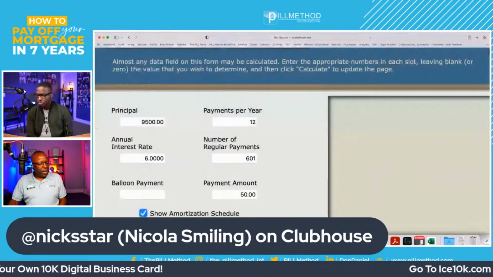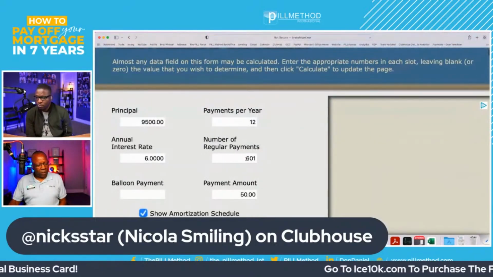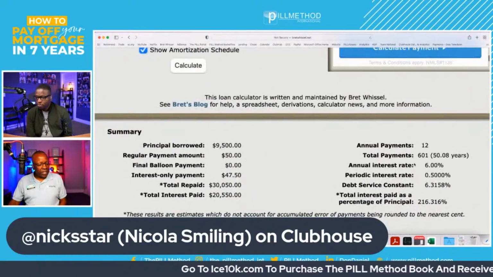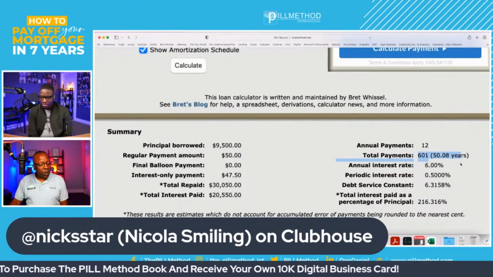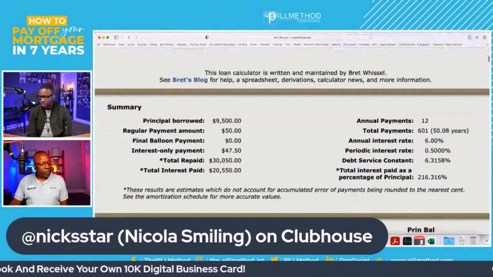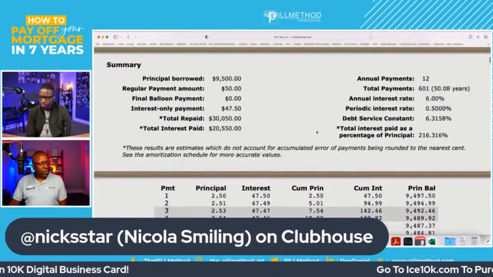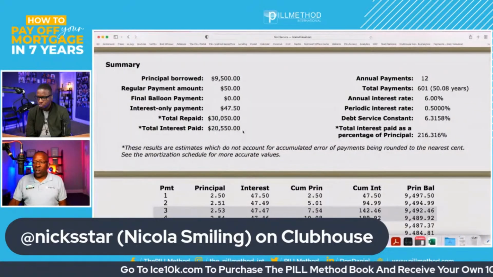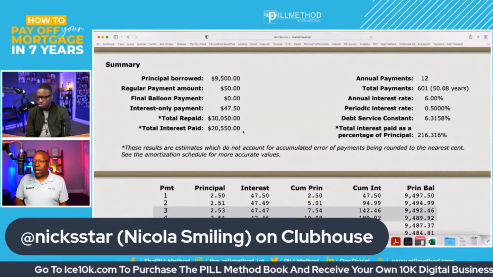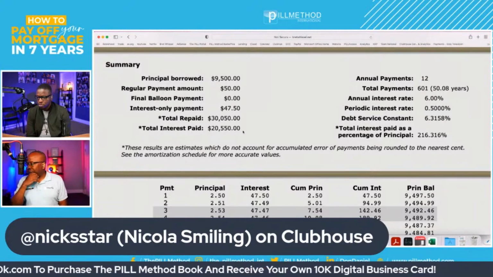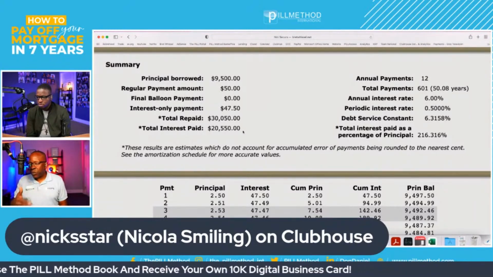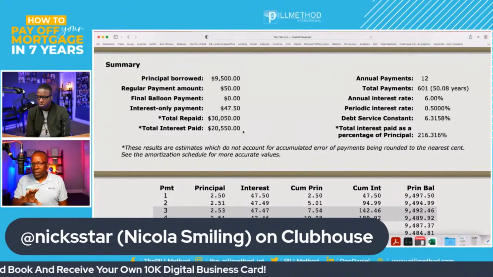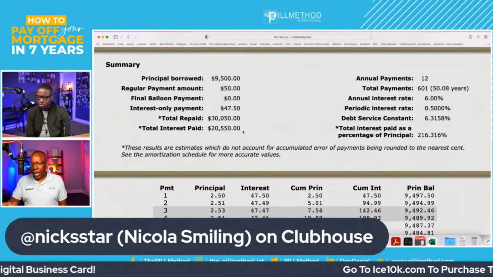And let's take a look. Ooh, it's 601 months. That's 50 years, almost 51 years to pay that off. Because at 6% interest, the bank wants $20,550 interest on a $9,500 loan when it's set up that way. So, Ms. Nicola, it's not how much money you borrow that matters. It's how to manage the interest cost on the loan that you have.